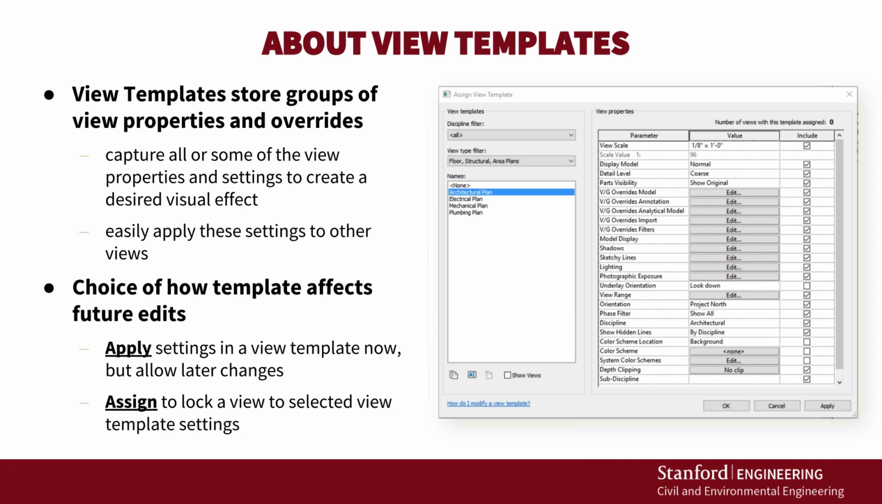Now, you'll have a choice of how the view template will actually affect the other views and the future editing capabilities. If you apply the settings in a view template, what you'll do is apply those properties now, but you'll still be allowed to make changes later in the process. On the other hand, if you assign a view template to a view, you'll actually be locking the view properties to the settings in the view template, and it'll be a bit difficult to change those settings later. Now, this is sometimes useful because you'd like to have uniform view properties across all of your views, but may not be so useful if you're continuing to edit and change your project. So we'll show you how you can go through and temporarily relieve that restriction.